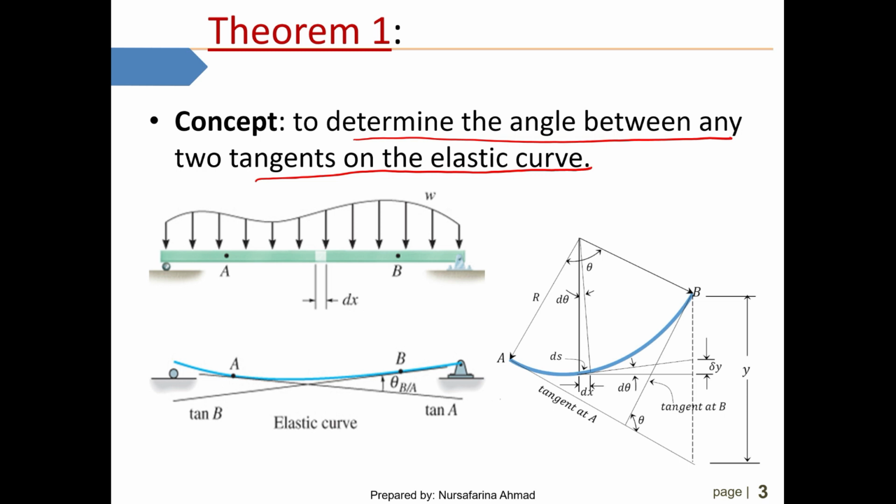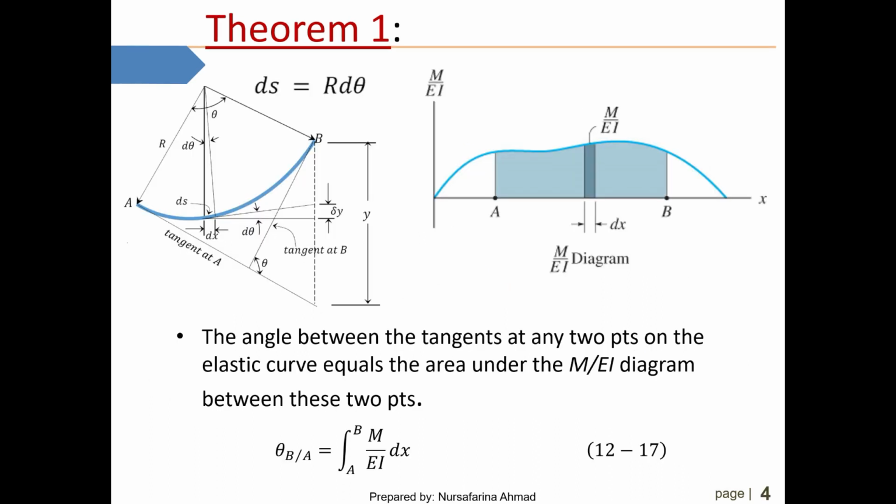To derive the first theorem, consider a portion AB of an elastic curve of the deflected beam shown in this figure. The beam has a radius of curvature r. The figure here represents the bending moment of this portion. According to geometry, the length of the arc ds, of radius r, subtending an angle d theta, is equal to the product of the radius of curvature and the angle subtended. Therefore, ds equals r d theta.